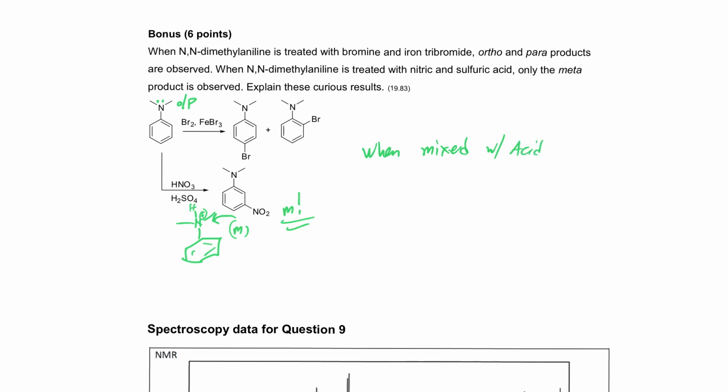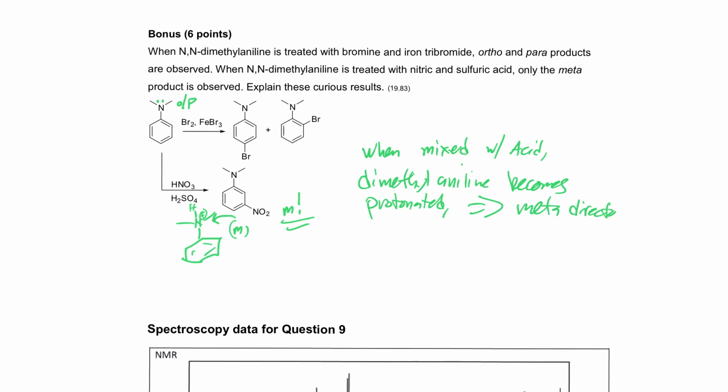So let's see, when mixed with acid, dimethyl becomes protonated, and that makes it a meta director. And that was all you needed to do for this question. You can look at it in the book. It is question 1983.